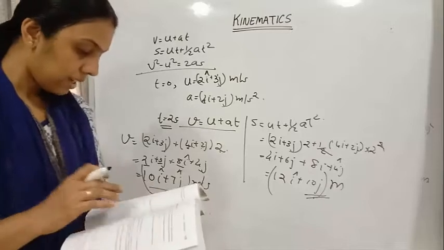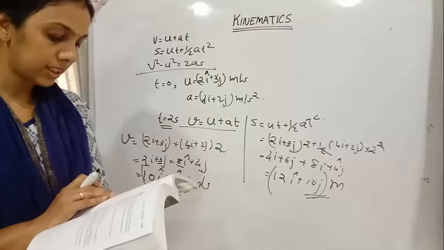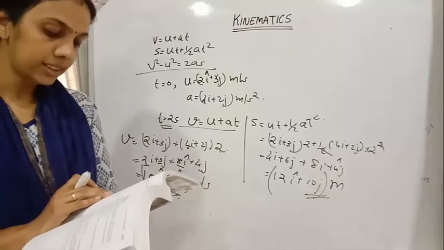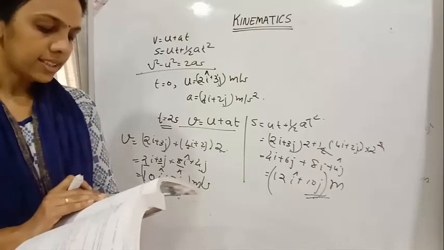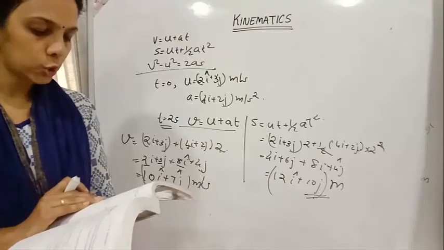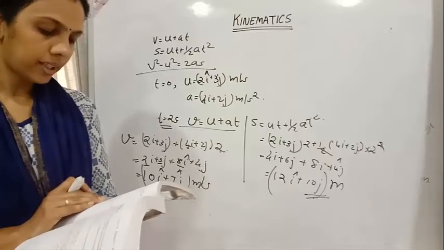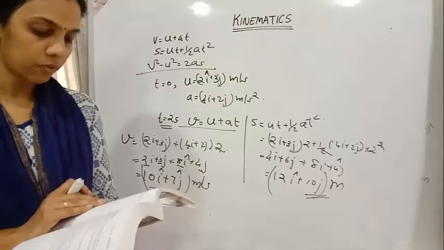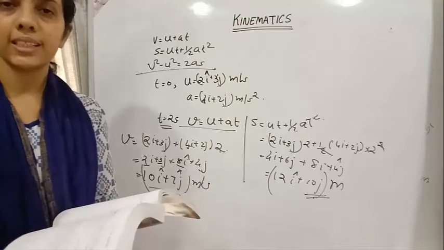Next question is: velocity of a particle in the xy plane at any time t is v equals 2t i cap plus 3t square j cap meter per second. At time t equals 0, the particle starts from the coordinates 2 meter, 4 meter. Find the acceleration of the particle at time t equals 1 second, and the position vector and coordinates of the particle at time t equals 2 seconds. So here velocity is given.